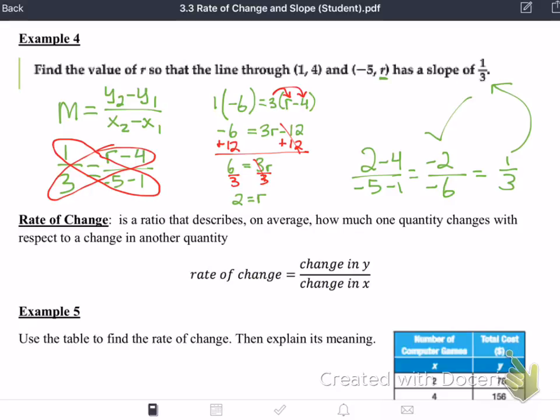So that check works. Now the rate of change is the same thing as a slope. It's a ratio that describes an average: how much one quantity changes with respect to a change in another quantity. It's the same thing, right? How much the y changes with respect to the x. Let's scroll down a little bit and take a look at example 5.